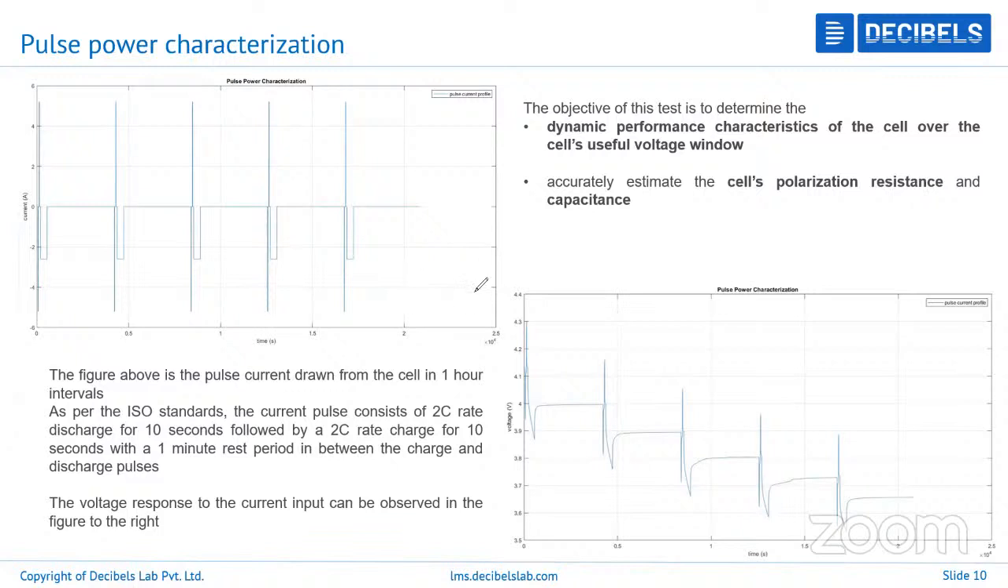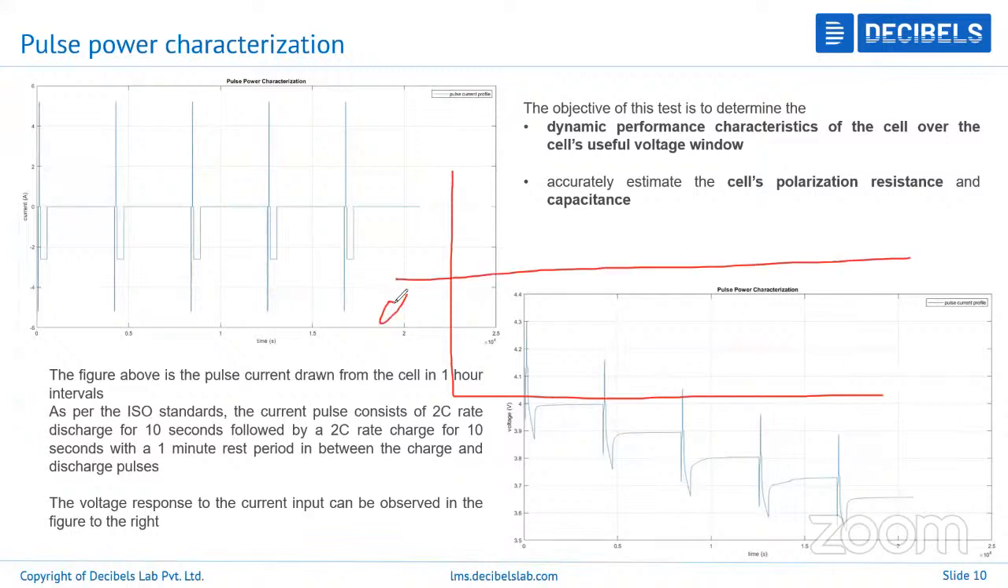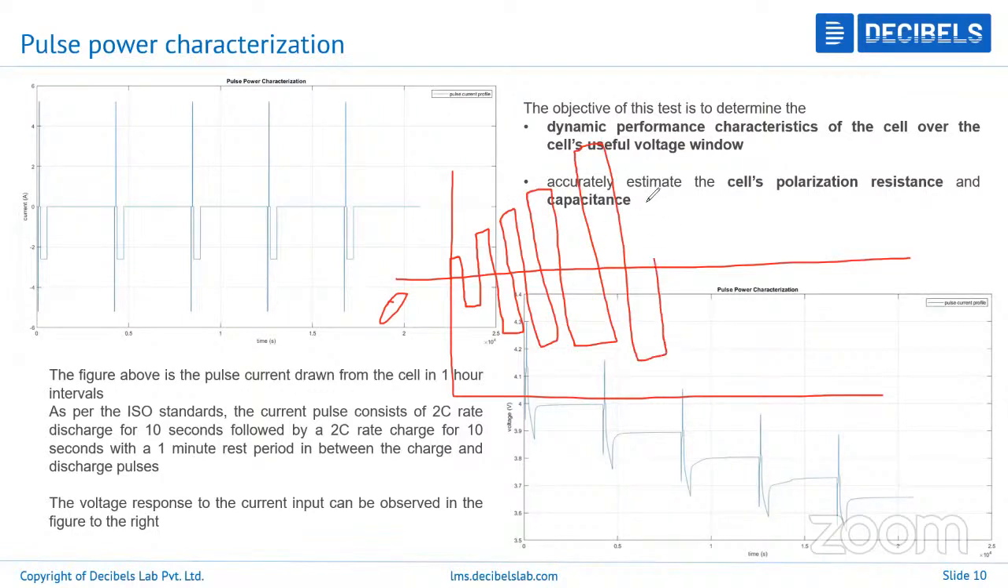There is another form in which the current will asymmetrically go on increasing and then asymmetrically go on decreasing. So the profile would look something like this. If this is your zero line, it will start at 0 and then go on increasing like this, right? And then it will start to decrease once again. So this is one of the profiles that can be given in terms of pulse power characterization.